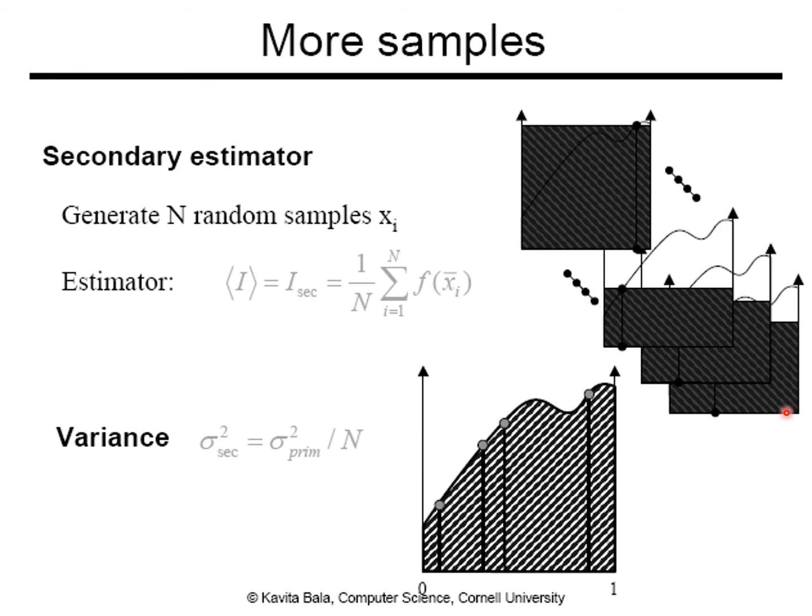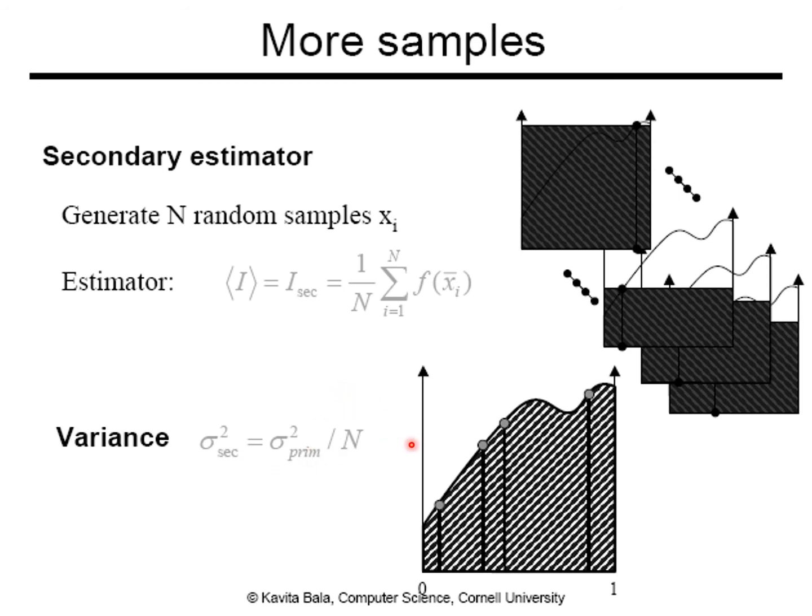But there are n different samples, right? And since there are n different samples, we need to take the average. In other words, we sum those n different samples and multiply by 1 over n, which is nothing but the average. We can call this the secondary estimator. One can easily show that the variance of the secondary estimator is nothing but the original variance of the primary estimator divided by n.